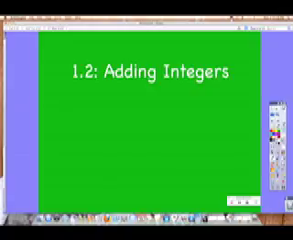We might be adding negatives. We might be adding 0. We might be adding positives. Integers. Anything goes. We're adding integers. Now I'm going to teach you 2 techniques to adding integers. I'm going to show you a visual way, and I'm going to show you a number line way. Either way, you will get the same answer, so you get to choose.